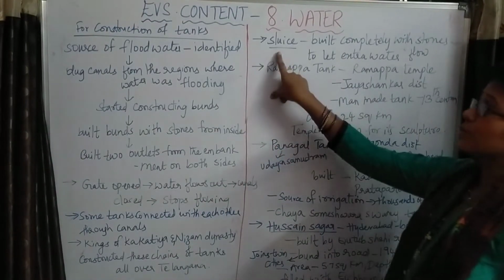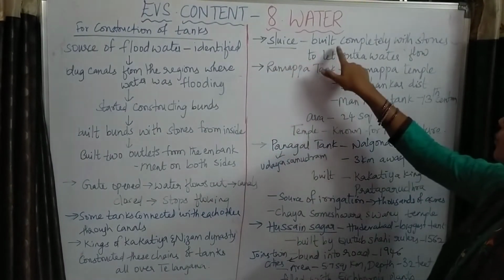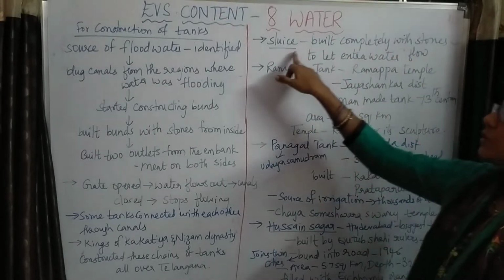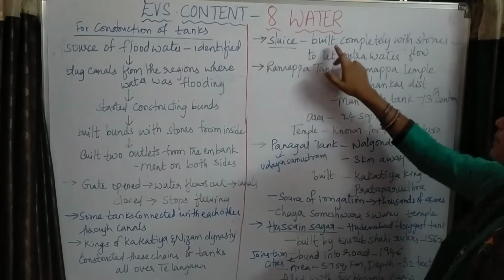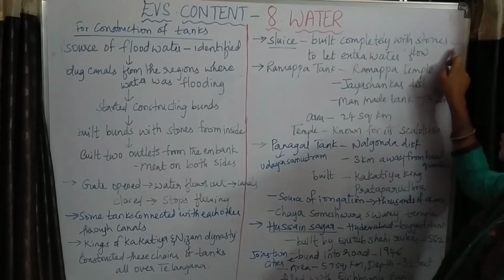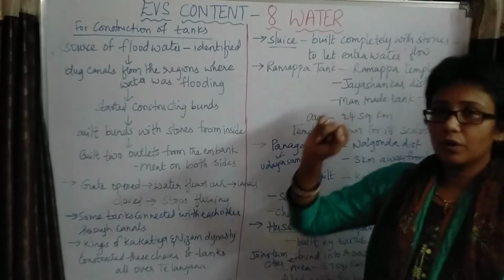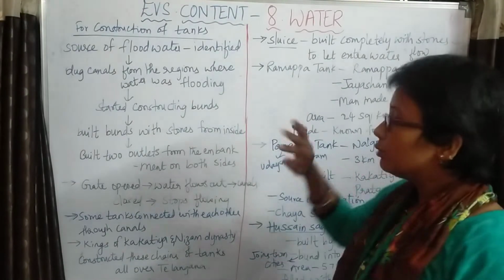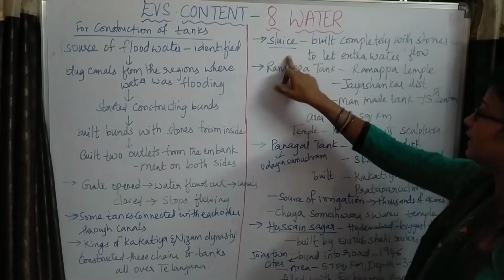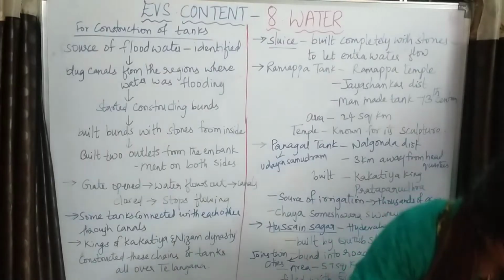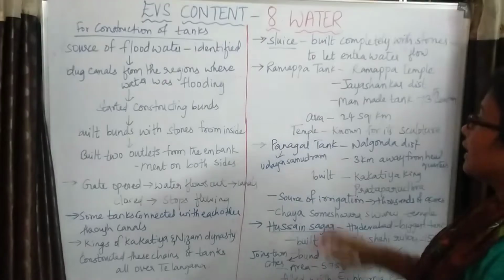Next, sluice. This is the term used for a tank that is built completely with stone. The sluice is the term used for a structure built completely with the help of stones to let the extra water flow. Whatever extra water is there, to let it flow out, this sluice is built with the help of stones.